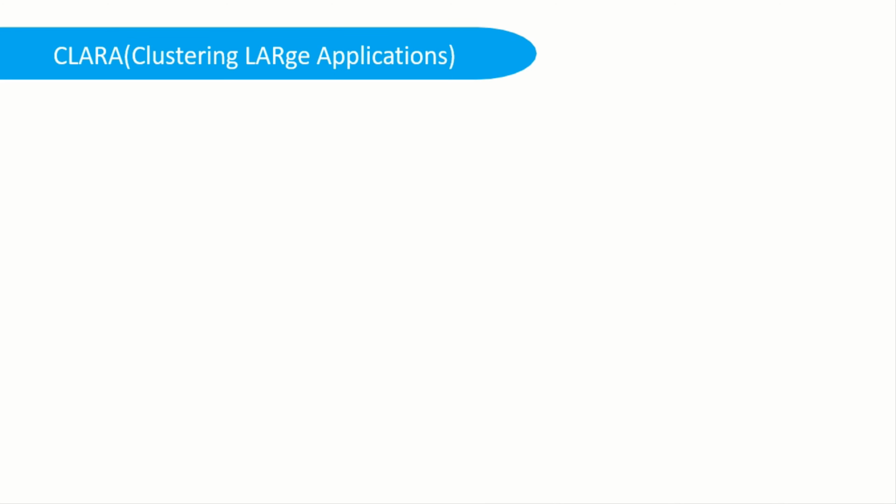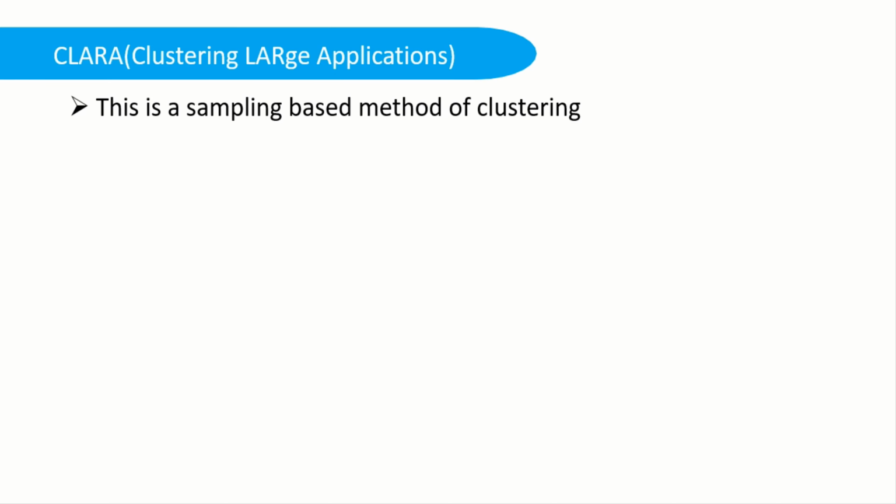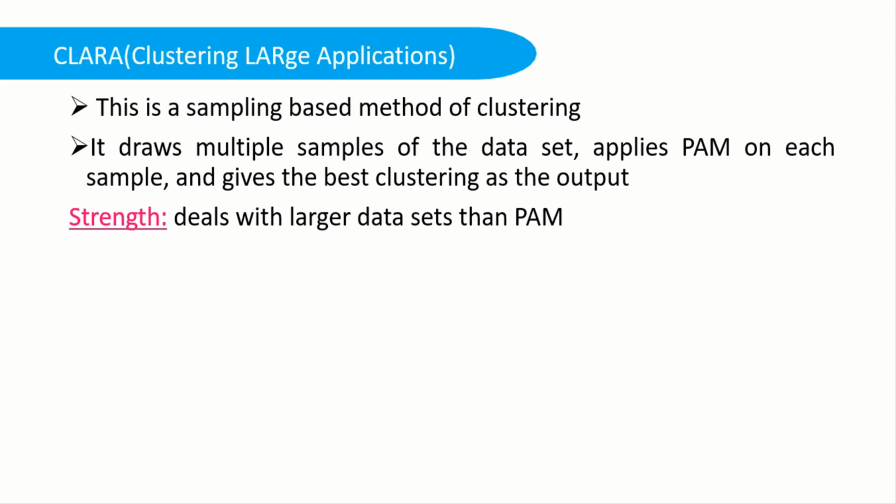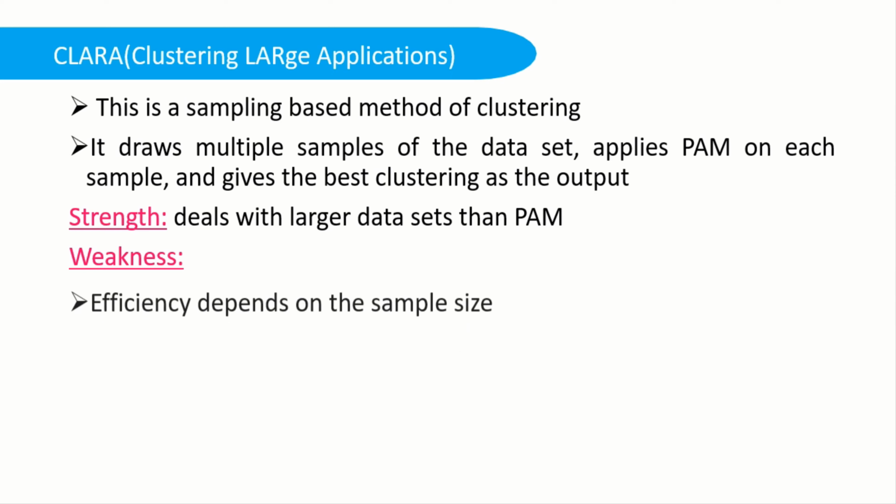So in today's world, data is the new oil and there is no limit to the volume of the data. So in order to overcome the drawbacks of PAM, we have CLARA, which stands for Clustering Large Applications. This is a sampling based method of clustering and it draws multiple samples of the dataset, applies PAM on each sample and gives the best clustering as the output. And the strength of it is, it deals with larger datasets than PAM. And when it comes to its drawbacks, its efficiency depends on the sample size.